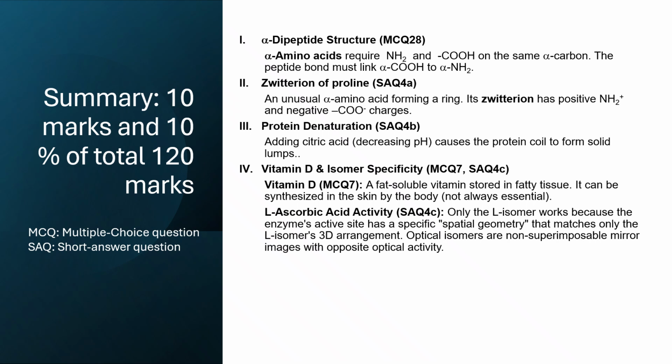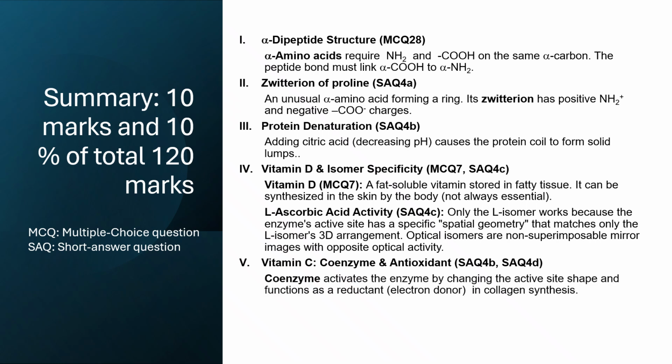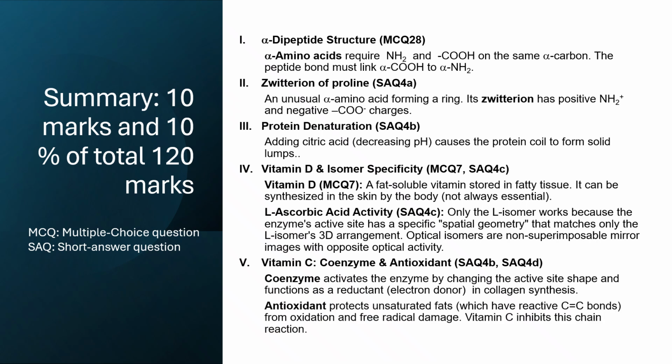Optical isomers are non-superimposable mirror images with opposite optical activity. Vitamin C, coenzyme and antioxidant, SAQ4B, SAQ4D. Coenzyme activates the enzyme by changing the active site shape and functions as a reductant, electron donor, in collagen synthesis. Antioxidant protects unsaturated fats, which have reactive C=C bonds, from oxidation and free radical damage. Vitamin C inhibits this chain reaction.